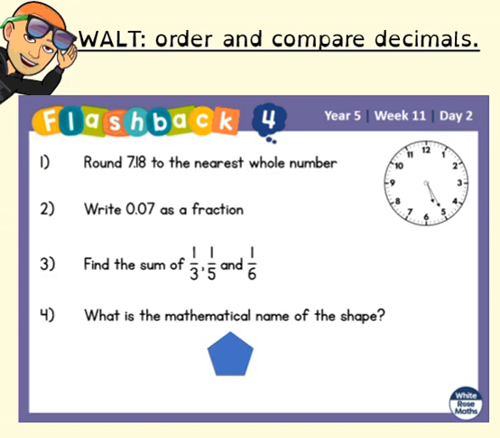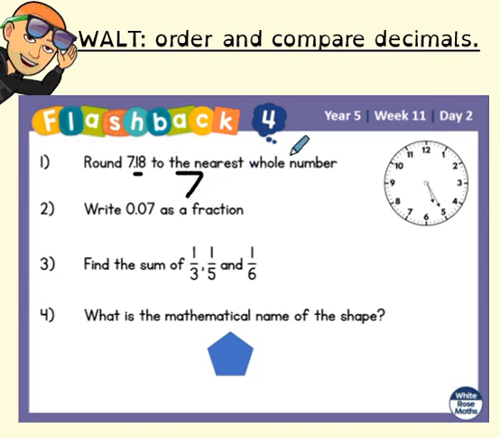Pause the video now. Question number 1, round 7.18 to the nearest whole number. We looked at this yesterday. If I am rounding to the nearest whole number, I am looking at the column 1 to the right of the decimal point, the tenths column. If it's 4 or less, you round it down to the previous whole number. If it's 5 or more, you round it up. In this case, it's 7.18. So the 1 is telling me to round it down, so I am closer to 7 than I am to 8.